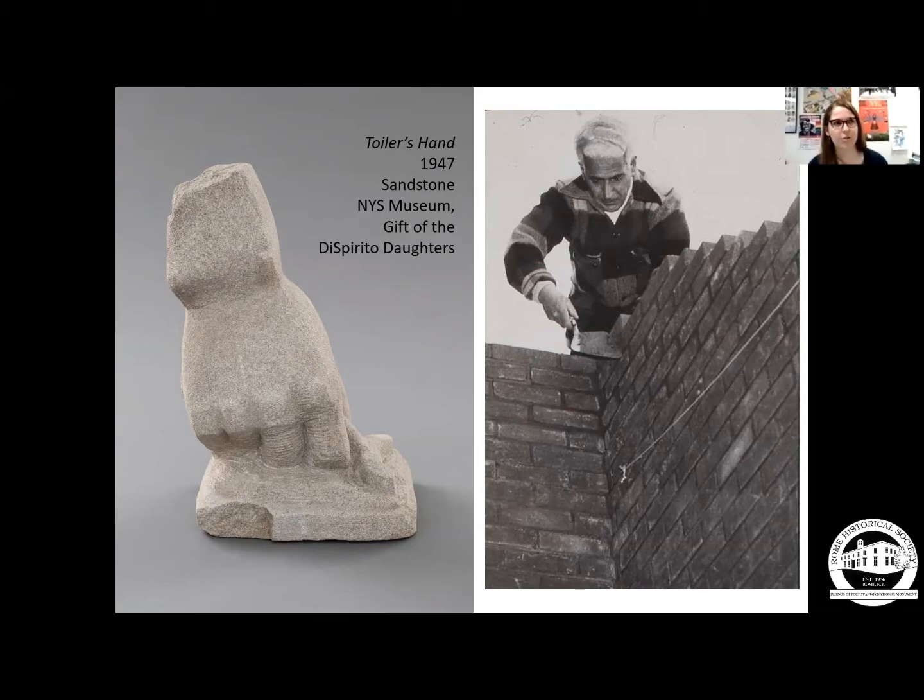And eventually he was finally able to get into work as a bricklayer and stonemason, as you can see in the photo on the right. On the left is one of his sculptures called the Toiler's Hand, which shows the very strong presence of a hand of a stonemason worker like himself.